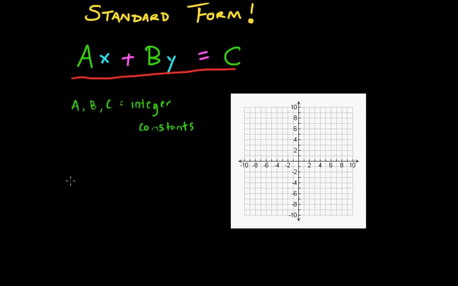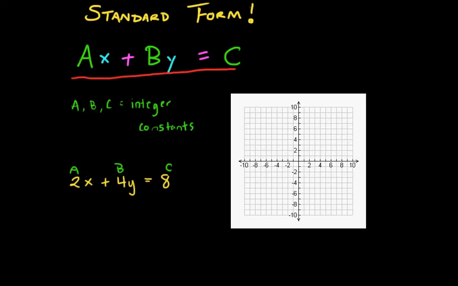Let's say we're doing 2x plus 4y equals 8. Notice how a, b, and c: a is 2, b is 4, and c is 8. Notice how a, b, and c are all integers. There's no decimals or fractions or anything like that.